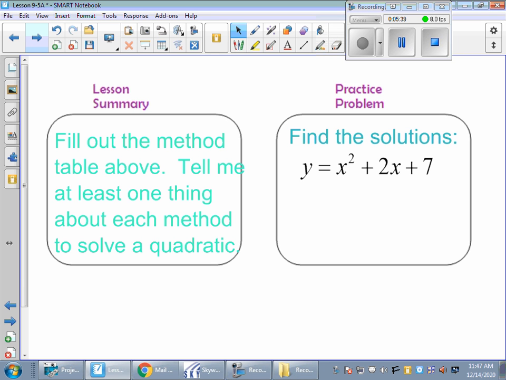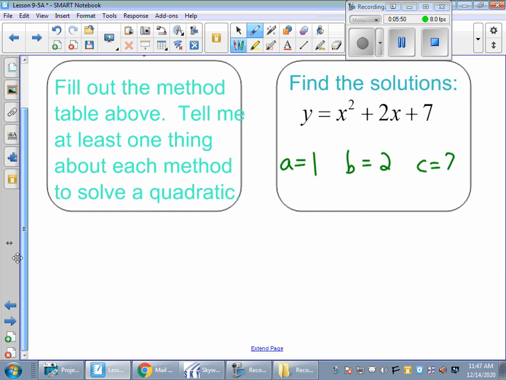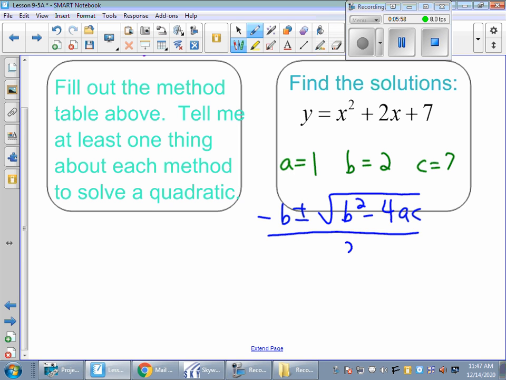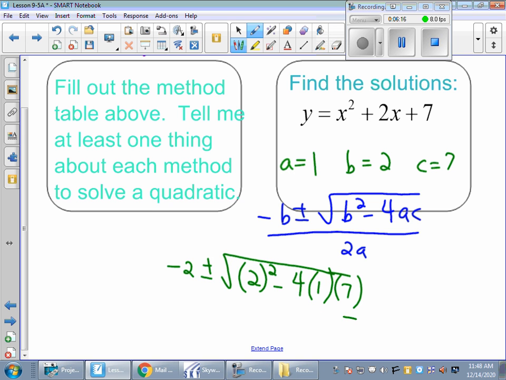So let's walk you through the practice problem here real quick. A is 1, B is 2, and C is 7. So let's give you an idea of what this looks like. Again, negative b plus and minus square root of b squared minus 4ac, all over 2a. So let's plug in what we have. Negative b would be a negative 2 plus and minus 2 squared minus 4 times 1 times 7. All of that is over 2 times 1.